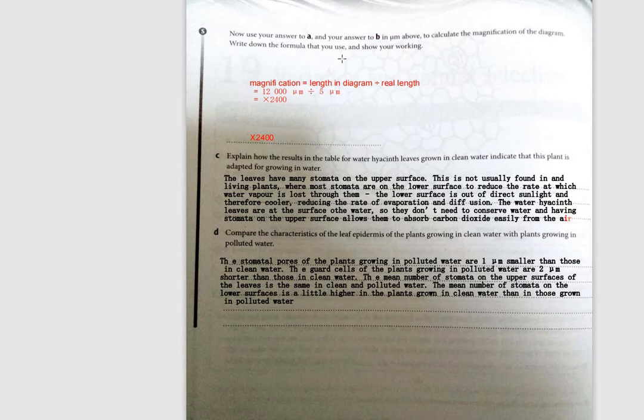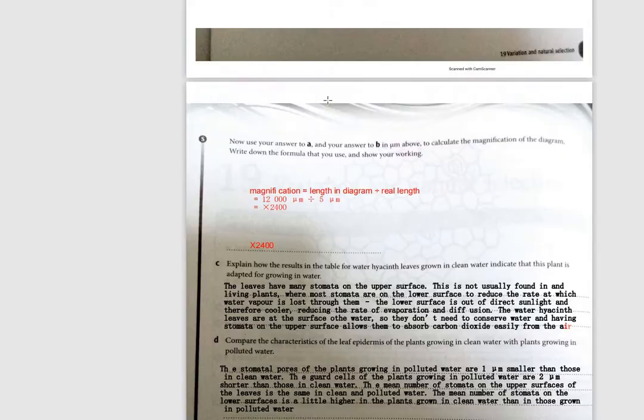Use your answer to A and your answer to B in micrometer above to calculate the magnification in the diagram. Write down the formula that you use and show your working. So magnification is equal to length in diagram divided by real length. Another simple way to remember is I, A, M. If you draw the triangle, the I is on top, which is for image, and then A is for actual, which is on the left hand side on the bottom, and magnification is on the right hand side on the bottom. So it's very easy for you to remember the formula triangle, which is I am, right? So this is 12,000 micrometer divided by 5 micrometer.